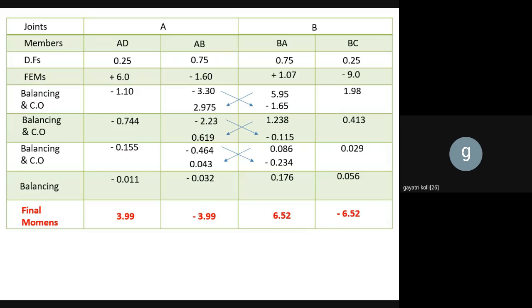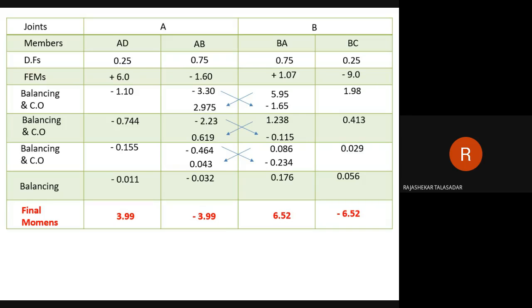Minus 1.989. Is it minus or plus? Plus, sir. Plus, because the unbalanced moment is minus, so the balancing moment will be plus. Okay, I think this first step is clear.